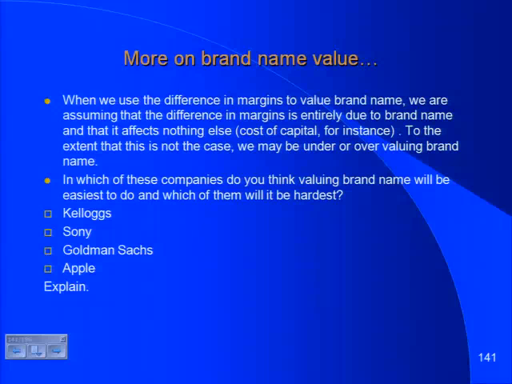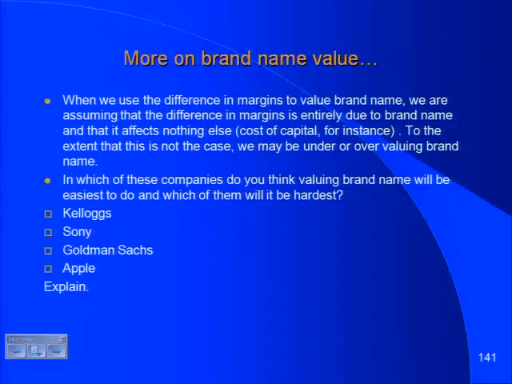But once you leave the Kellogg's example, the safe ground, you can see things get more difficult. You take Sony. You could argue that Sony is a valuable brand name, but to separate out how much of the pricing difference between a Sony and a Samsung is because of brand name, how much is quality differences, how much is service, makes it much more difficult. You can't attribute the entire difference to brand name. Same thing with Goldman Sachs. I mean, Apple maybe you can, right?